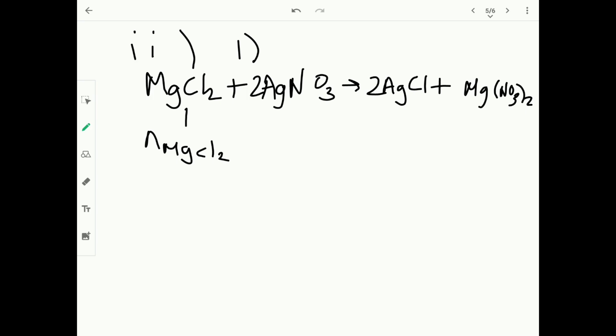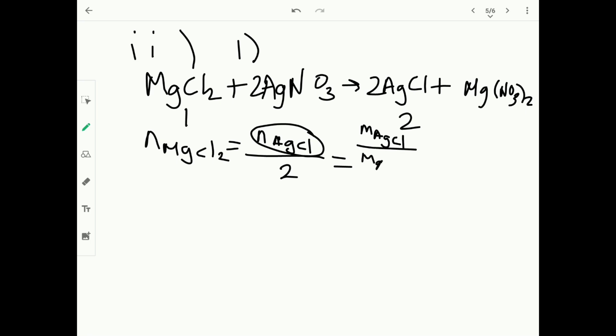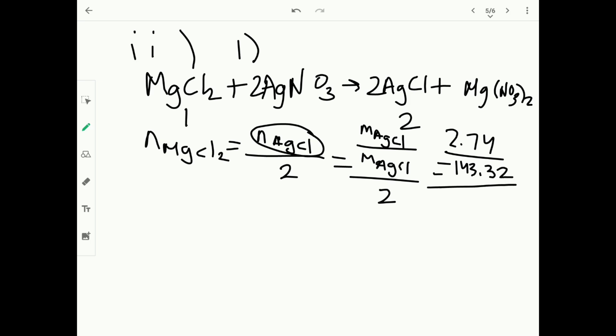Well, isn't the relationship between MgCl2 and AgCl 1 to 2? So isn't this equal to number of moles of AgCl over 2? Well, since we don't have the number of moles of AgCl, it's mass of AgCl over molar mass of AgCl, right? Because number of moles is mass over molar mass. Now, the mass of the precipitate was given in the second part to be 2.74, and we can easily get the molar mass, which is 143.32, all of that over 2.